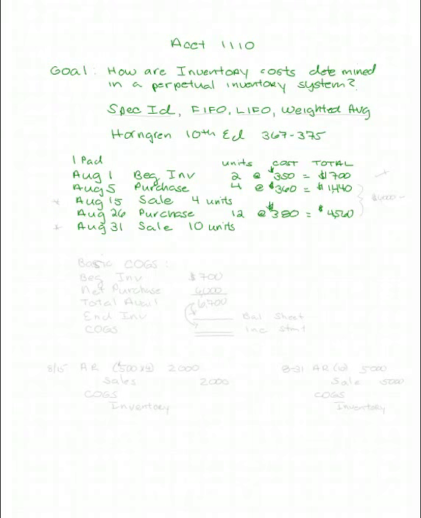I sell 4 on August 15th. On August 26th, I purchased 12 more at $380 each for a total of $4,560. On August 31st, I sell a total of 10 units. So I have $700 in beginning inventory, and if you add up my 2 purchases, you'll see they total $6,000. I'm going to use the same set of facts throughout all my calculations.